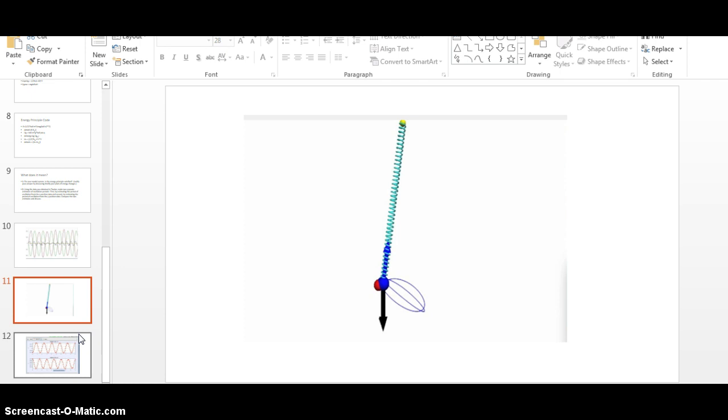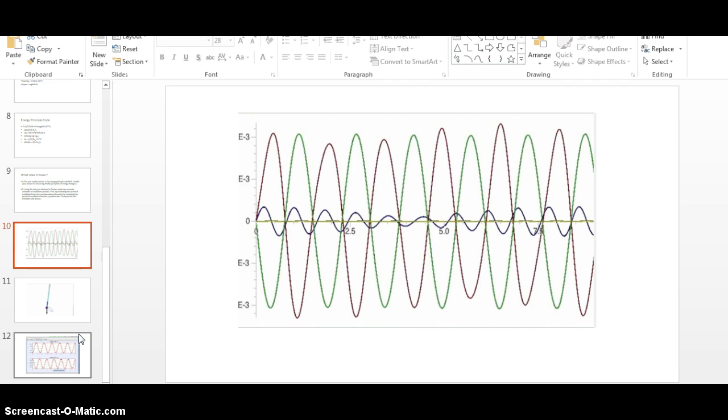We'll go up here to the actual graph of the energies. The yellow line represents total energy. Green represents potential gravitational energy. Red represents the change in the spring. Blue, change in kinetic. And as you can see from the image, E total, the yellow line, is 0. U grav increases as U spring decreases, and U spring increases as U grav decreases. And with all that said, the energy principle is satisfied.